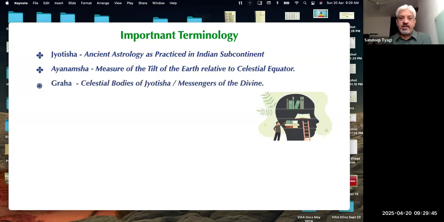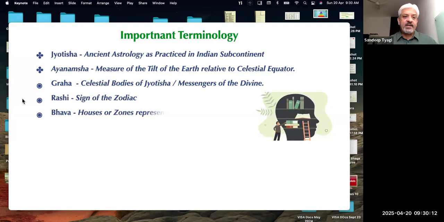Graha, or celestial bodies of Jyotisha, they are considered the messengers of the divine, and all divinations take place through the medium of the planets or the grahas. We prefer to call them grahas because there is something about that word, we will find out why it's a more descriptive way rather than calling them a planet. Right? A planet is a planet.